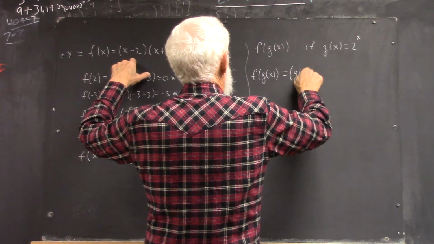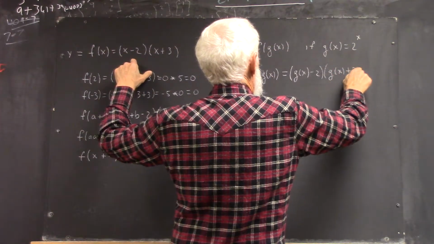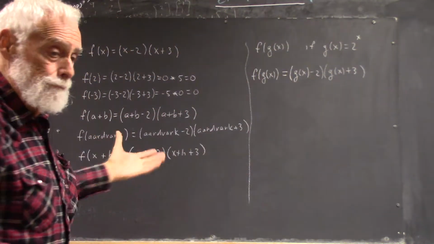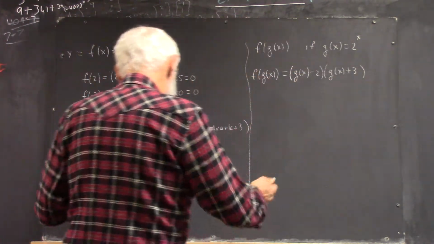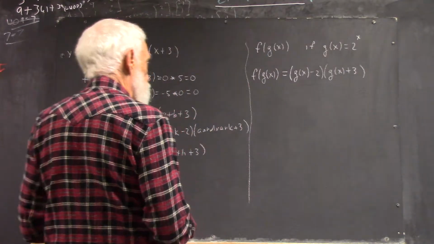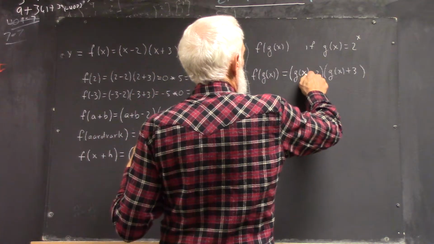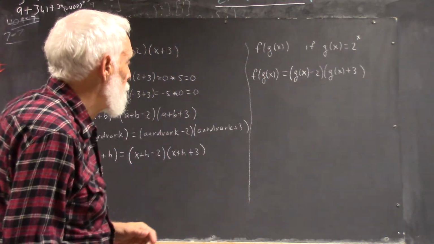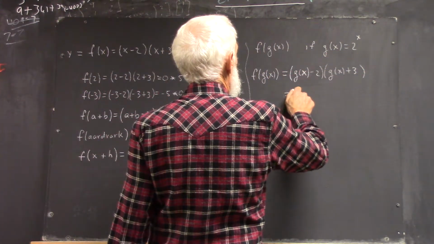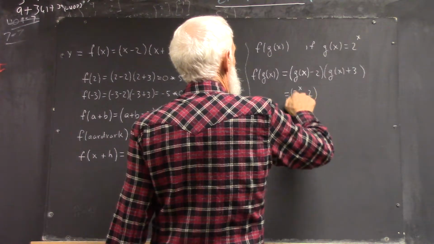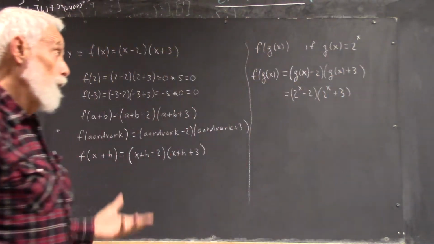This will be g of x minus 2 multiplied by g of x plus 3. Very simple. And we can distribute that if we need to. We'd have a g squared, g of x and negative 6, but we don't need to do that. And if we do, we can. We don't need to do that right now. There are times when you want to do that. Okay, well, that's fine, but now we know that g of x equals 2 to the x. So we can replace g of x with 2 to the x.